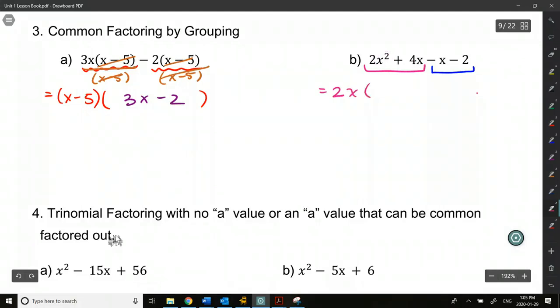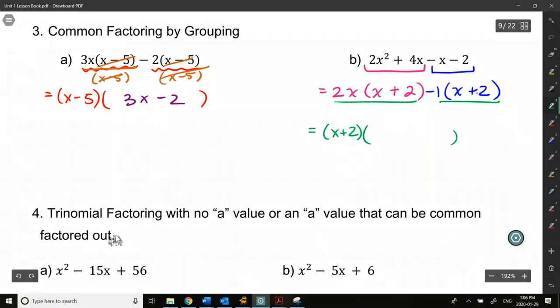So what would be left here? So the 2 is gone, so an x and a 2. Perfect. And then what's common in the second set of terms? A negative 1, yeah. So we'll take that out, and we're left with a positive x and a positive 2. Okay, now we have something that looks just like this. We can take out the common x plus 2's.